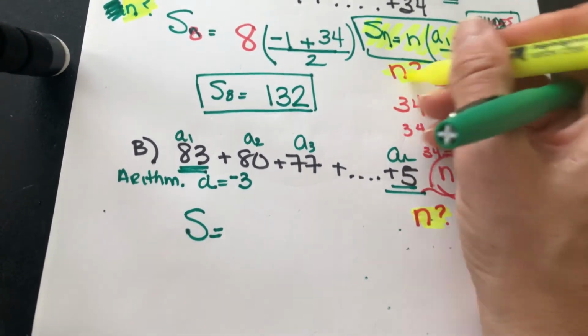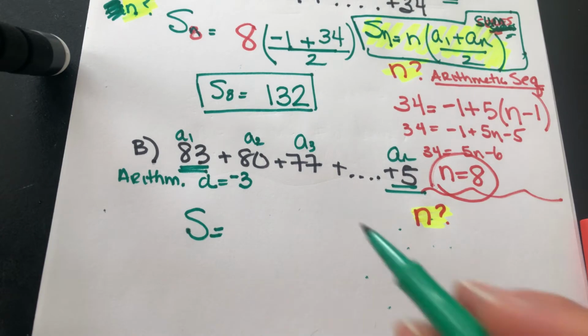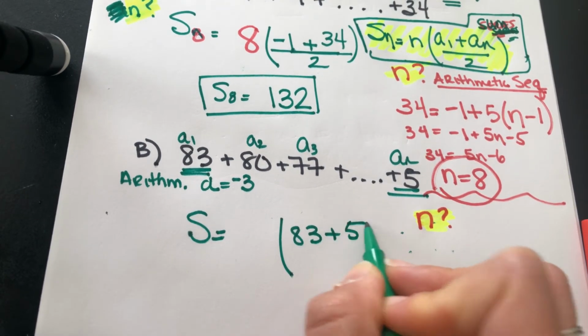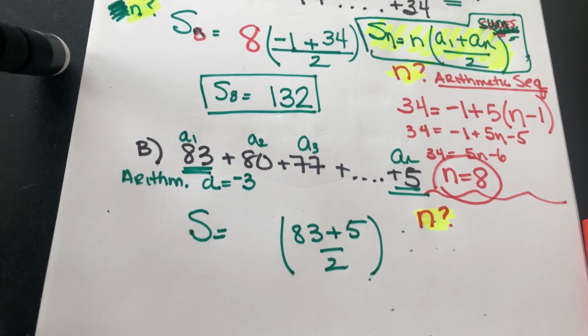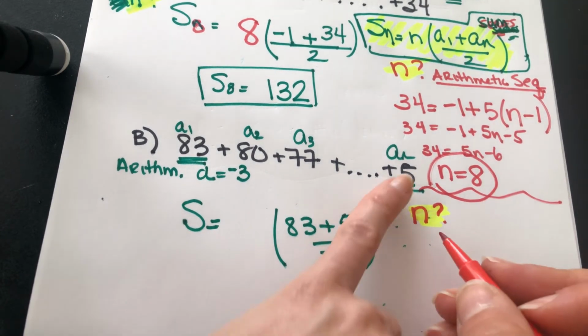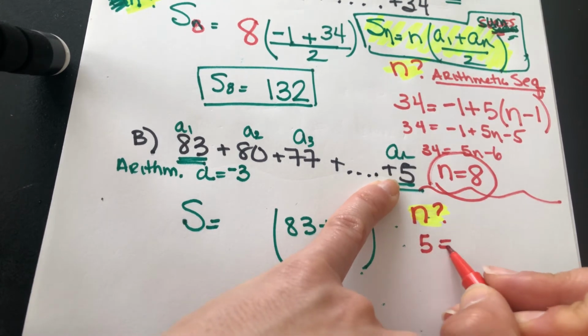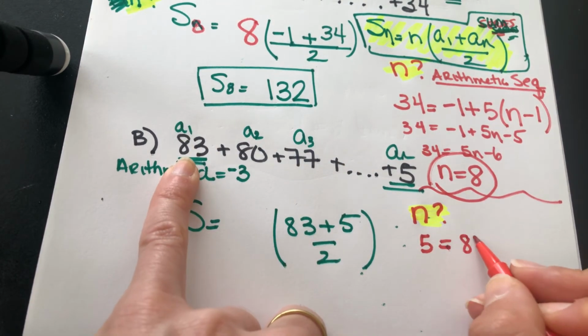I didn't have N, so like I said, it's similar problems. But I like to fill out what I know. 83 plus 5 over 2. I just have to find N. All right, same thing we did before. A sub N is this guy. 5 equals A sub 1.